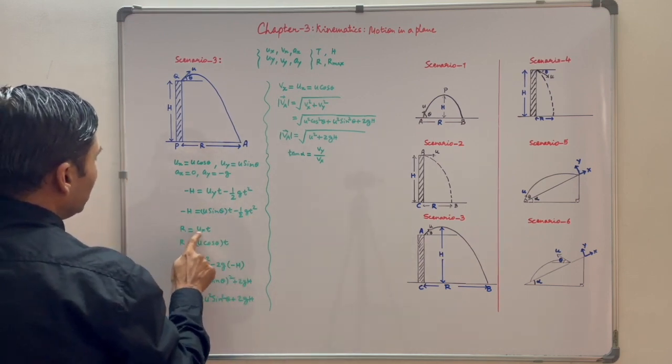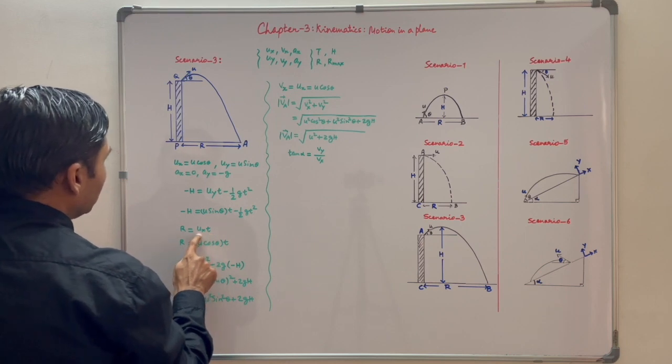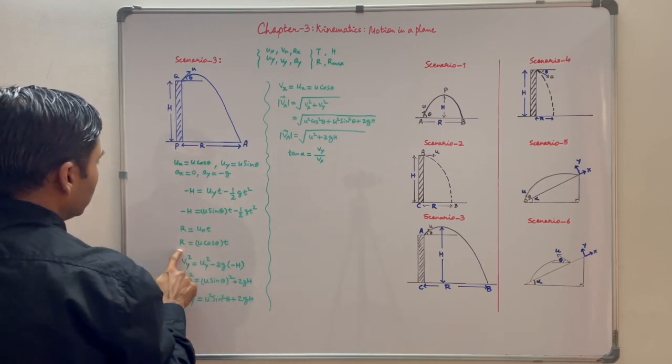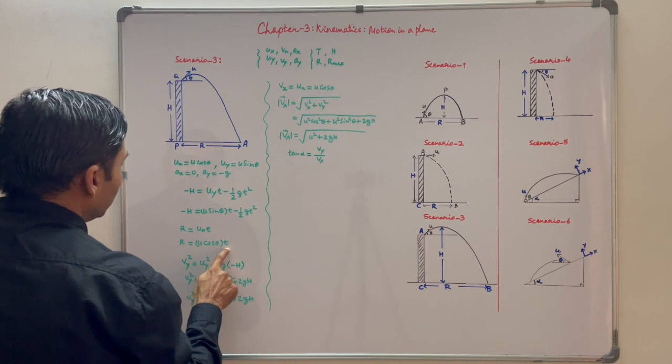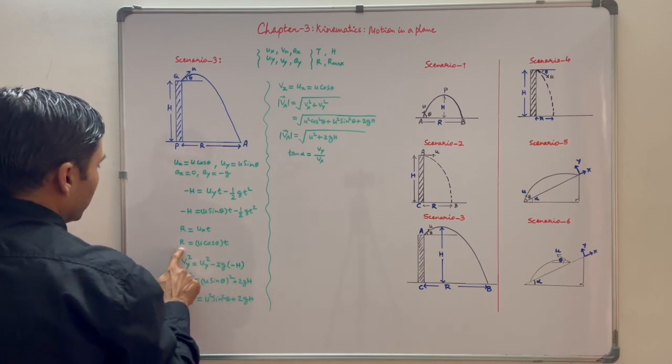Range is equal to ux into t. ux is equal to u cos theta. So r is equal to u cos theta into t. Knowing t, we can calculate r.